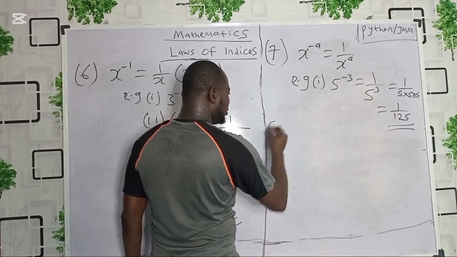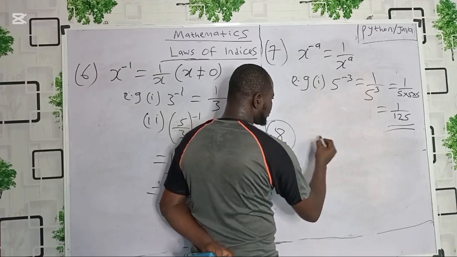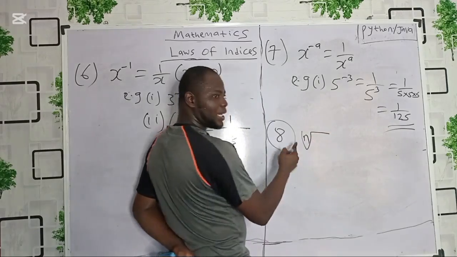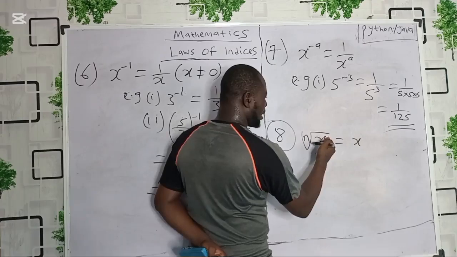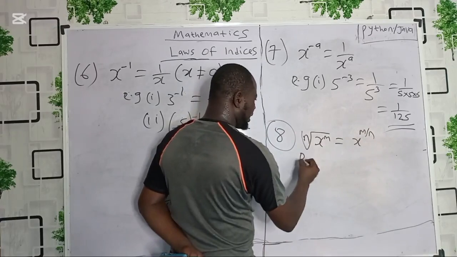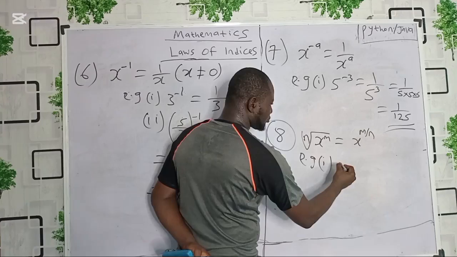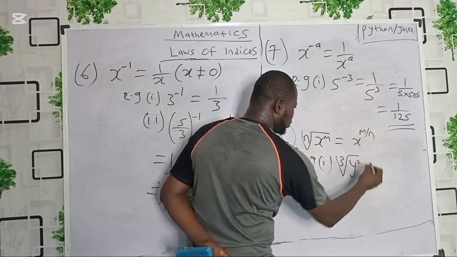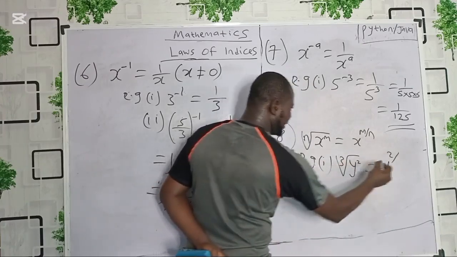Okay. Now, law 8. Law 8 says that if I have something like the nth root of x raised to power m, then the result will be x raised to power the power divided by this n. Example here: if I have something like the cube root of y raised to power 2, I can write it as y power 2 divided by this 3.